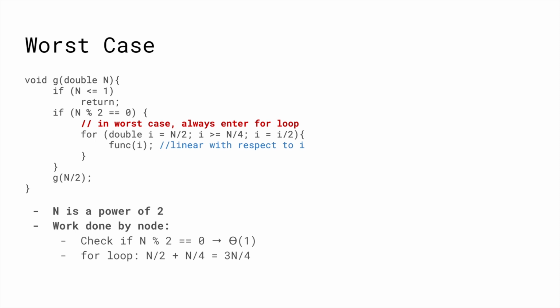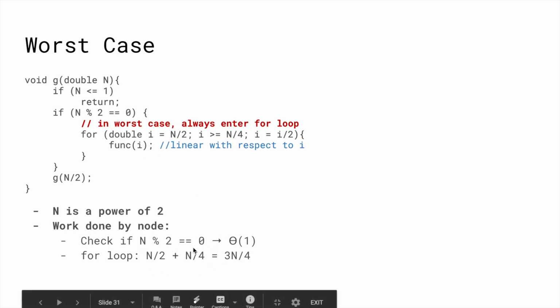The second time, we're going to be doing n over 4 work, and in total, in that for loop, we'll be doing 3n over 4. We can kind of ignore this constant work because the work done by the for loop is so much larger.